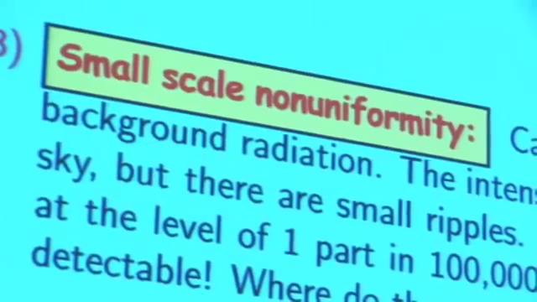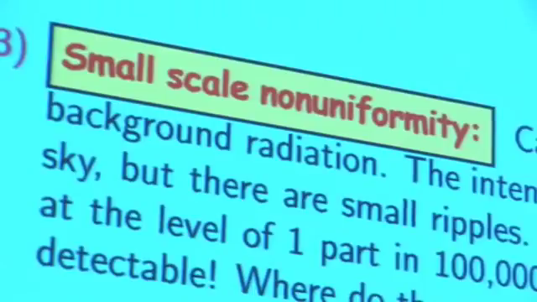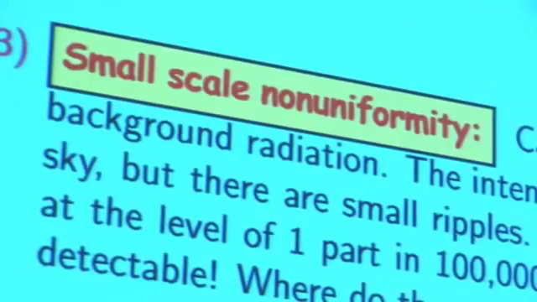Finally, and perhaps most impressively, inflation makes a prediction for the small-scale non-uniformity of the universe. Remember, point 1 was the large-scale uniformity. On the larger scales, the universe looks unbelievably uniform. But of course, on smaller scales, like this room, there are lots of non-uniformities, also on the scales of galaxies and things like that. And the cleanest way to measure these non-uniformities is in the cosmic background radiation, because it's essentially unprocessed. It hasn't had time to undergo nonlinear and complicated evolution.